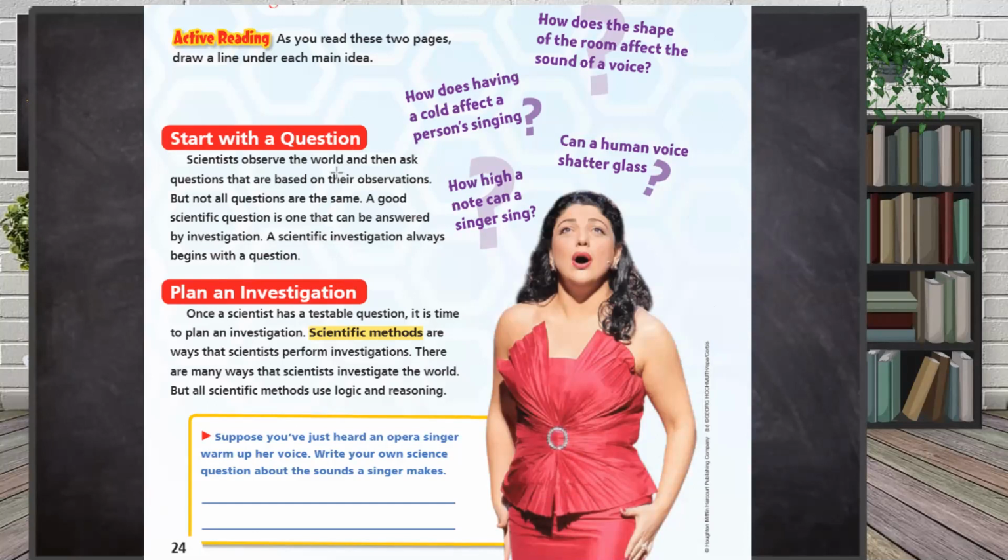Scientists observe the world and then ask questions that are based on their observation, but not all questions are the same. A good scientist question is one that can be answered by investigation. A scientific investigation always begins with a question.